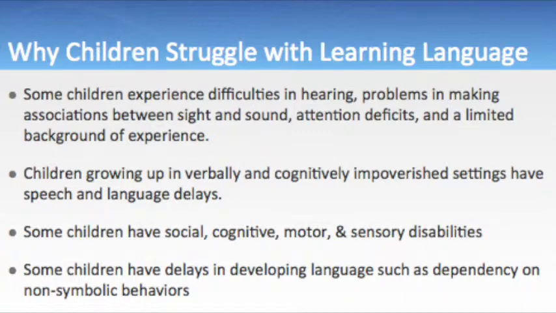Children who grow up in verbally and cognitively impoverished settings often have speech and language delays. In more extreme situations, children neglected by their caregivers can have completely undeveloped speech and language skills. Fortunately, the parts of the brain responsible for language are very malleable. Given opportunities to hear, talk, and have complex conversations, these children can catch up.